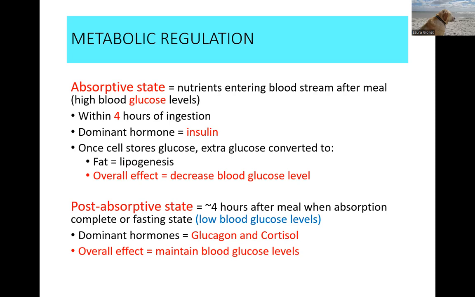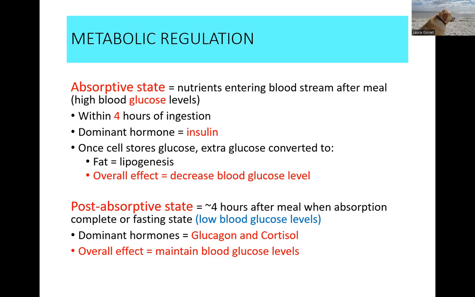Why? Because glucose levels will be going up, and that stimulates the beta cells to release insulin. Once cell stores are full, extra glucose is converted into fat, and that's lipogenesis. The overall effect will be to decrease blood glucose levels. You're going to store glucose in the liver as glycogen. You may start producing fat. You let body cells take up whatever available glucose there is, give them first dibs, and then what's left over after storage is going to be converted to fat.